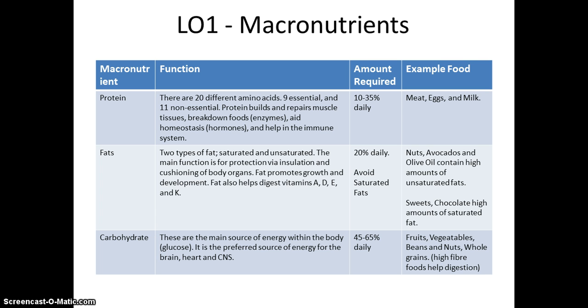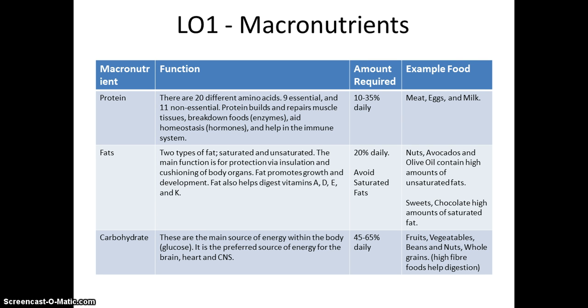Saturated fats themselves should only take up about 20 grams, so we should only take in 20 grams of saturated fat a day. Example foods for good fats: nuts, avocados and olive oil contain high amounts of unsaturated fats, whereas sweets and chocolate and cakes and donuts and all that stuff contain high amounts of saturated fat. So stay away from your sweets and chocolate and eat lots of nuts, avocados and olive oil.